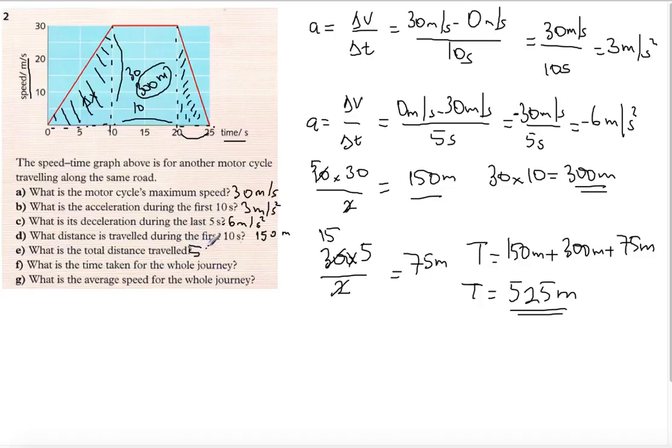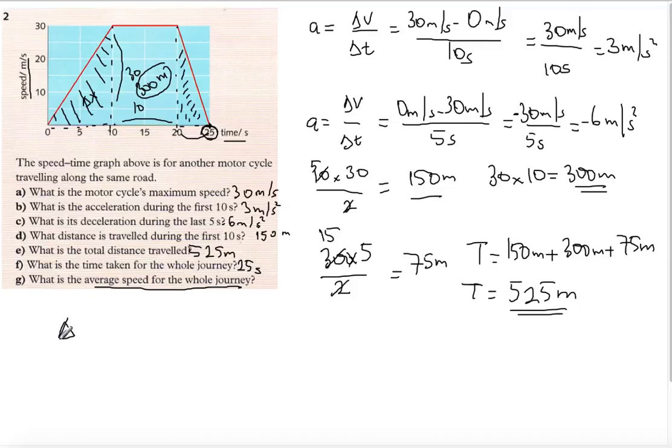It is 525 meters. What is the time taken for the whole journey? It is a very easy question because the graph is a speed-time graph. At the end of the graph, it gives us the answer, which is 25 seconds.